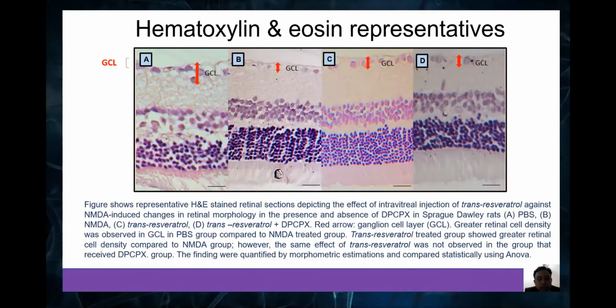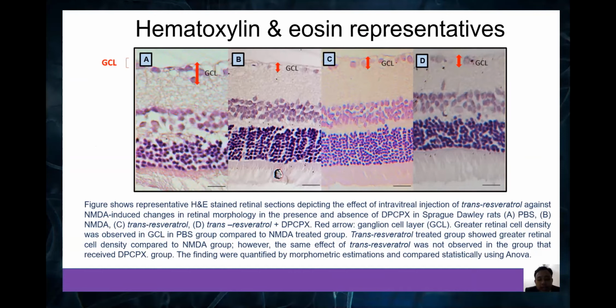In correlation with the ELISA results, I also prepared a hematoxylin and eosin representative staining for each of the groups. As you can see, indicated by the red arrow is the GCL layer. This is where all the RGC reside. As you can see in A for the PBS group, there are more numbers of RGC. In contrast, B, which is the NMDA group, has few numbers of RGC located there.